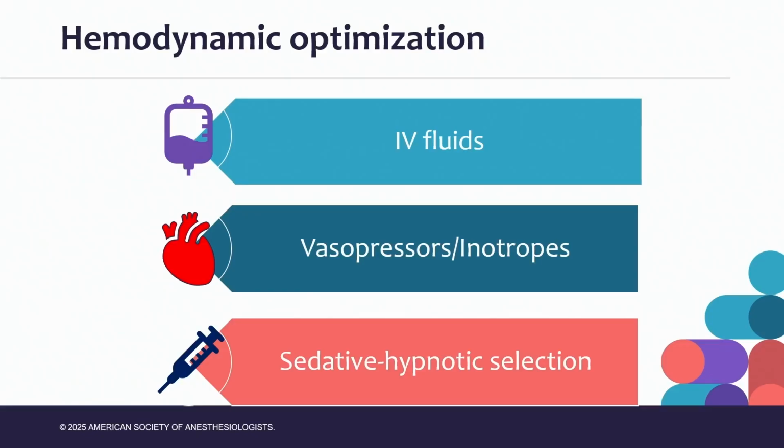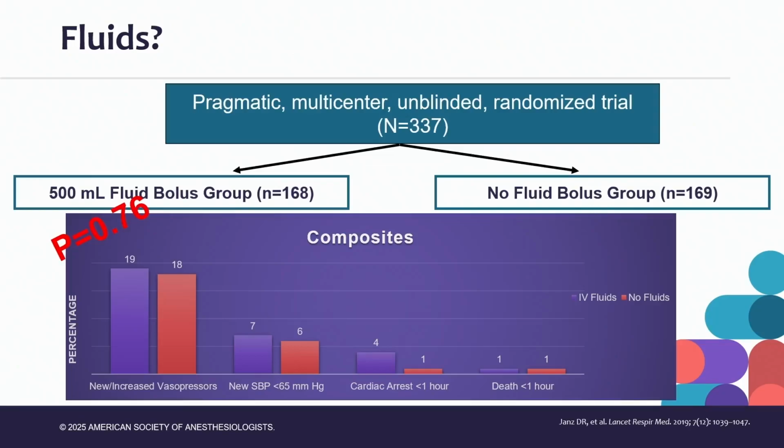What are the options that we have? We can give IV fluids preemptively, we can give vasopressors or inotropes, or we can choose a sedative hypnotic to get them off to sleep, judiciously. So let's see what data is available to us. Let's talk about fluids.